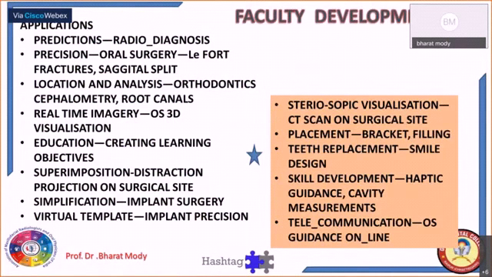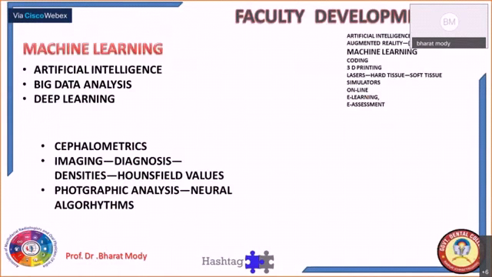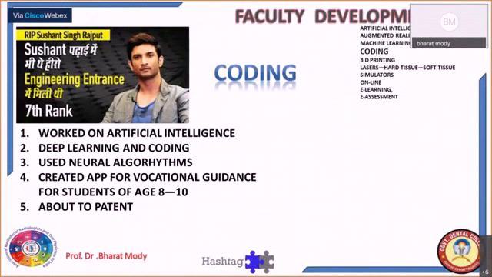Placement of brackets or fillings and everything can be precise. You plan to place a bracket on the cast, but when you place it in, it can change a little. The little change will cause unnecessary forces and may cause some movement which you don't desire. Teeth replacement, like smile designing, skill development is possible because haptic guidance is there. Cavity measurements can be there, and telecommunication can be there. Surgery can be done at one place, but the projections can be guided by somebody sitting outside. Artificial intelligence, big data, and deep learning are part of machine learning, and it is the machine learning which gives you the application in different limbs.